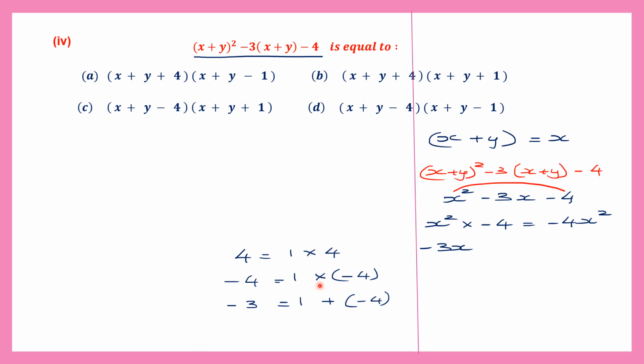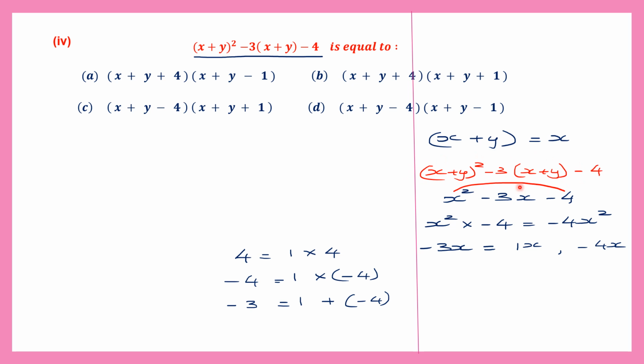That means these are my two numbers. So if I split my middle number minus 3x into 1x and minus 4x, I will get all this correct. So here minus 3x, to get that, my first number is 1x and my other number is minus 4x. If I add these two numbers, I will get minus 3x. If I multiply these two numbers, I will get minus 4x squared.